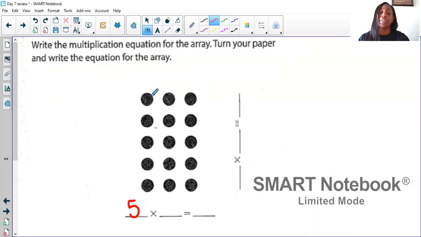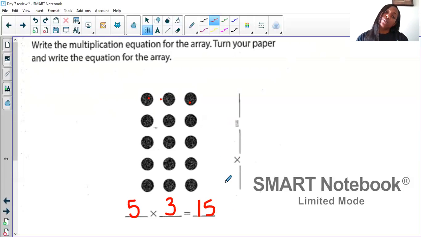5, and how many are in each row? 1, 2, 3. So 5 times 3. Oh, we should know that one. 5 times 3. What's 5 times 3? Don't you count with your fingers. Put your fingers down. What's 5 times 3? 15. That's right. So go ahead and put 5 times 3 equals 15.